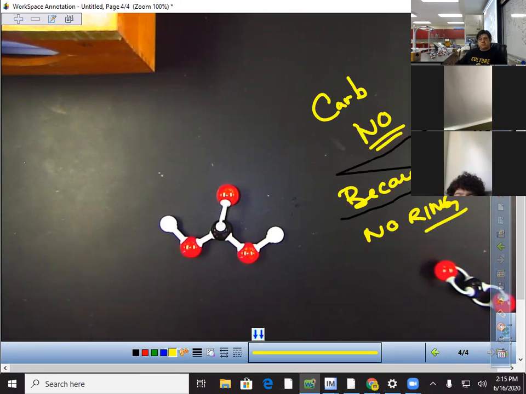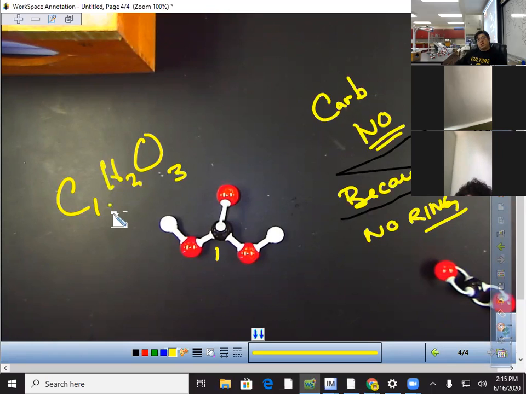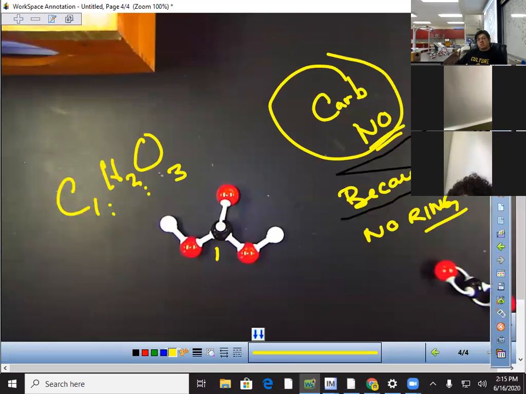And what else? The number of hydrogen atoms is not more than the oxygen or carbon, and there's only one carbon instead of 3. Okay, so it has how many carbons? 1. So if it has one carbon, how many oxygens should it have? 1. And how many does it have? 3. Very good. See that? And then it has 2 hydrogens. So it doesn't have that ratio of 1 to 2 to 1, right? So very good. It's not a carbohydrate. Excellent job.